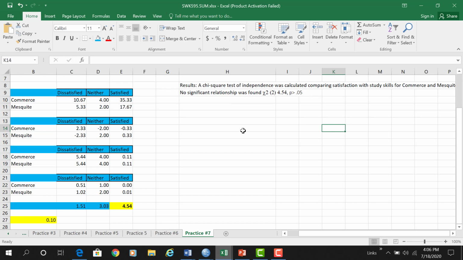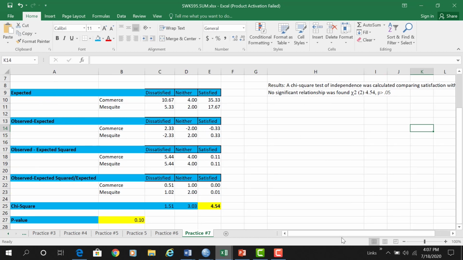So a chi-square test of independence was calculated comparing satisfaction with study skills for Commerce and Mesquite students. No significant relationship was found. Here are your results: chi-square, your degrees of freedom of 2, your chi-square statistic of 4.54, and p greater than 0.05.